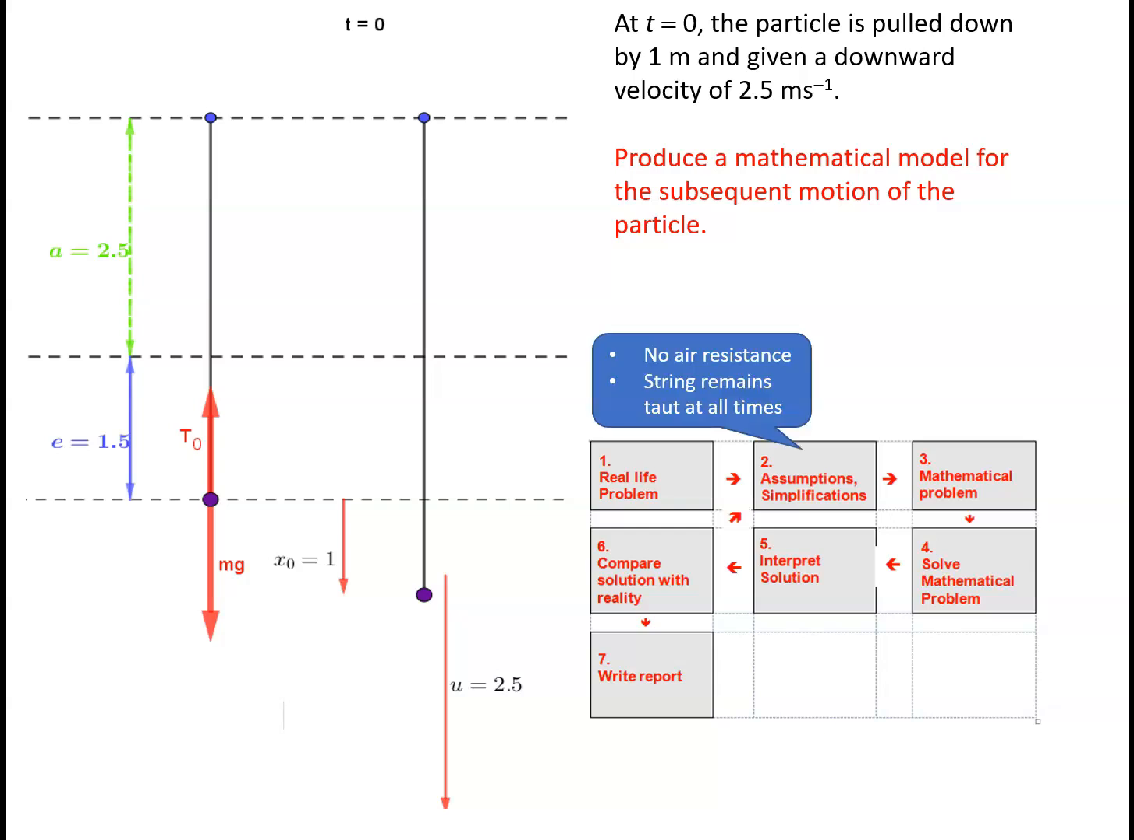So, the assumptions we're going to have to make in this case, well, certainly frequently in the past we've assumed that there's no air resistance. And the other thing we're going to have to assume is that the string remains taut at all times. In other words, that it doesn't get to a point where the particle is more than 1.5 meters above the equilibrium level.